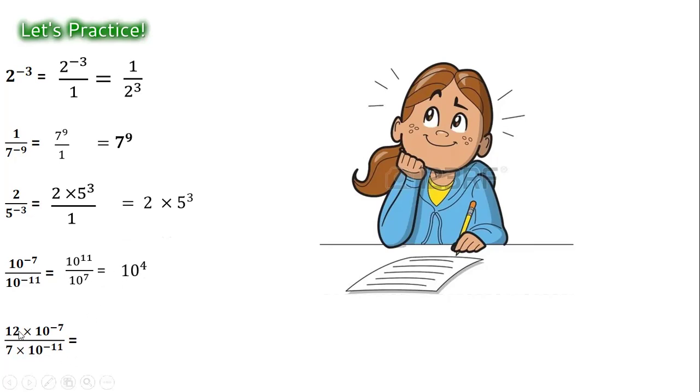The last one, 12 times 10 to the power minus 7 over 7 times 10 to the power minus 11. I keep 12 in the numerator. I keep 7 in the denominator. 10 to the power minus 7, I move it down. 10 to the power minus 11, I move it to the numerator, so it becomes 12 times 10 to the power 11 over 7 times 10 to the power 7. This rule is very important. Please practice these exercises on a draft to understand the rule well.